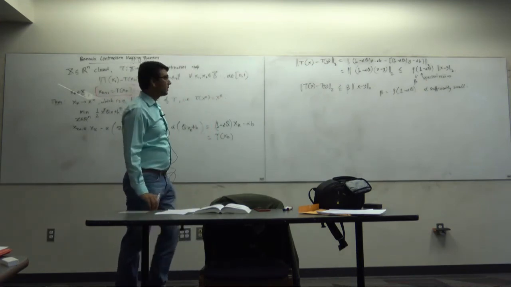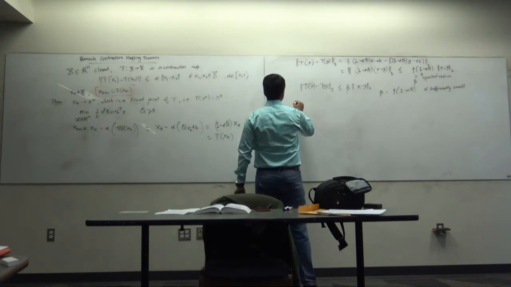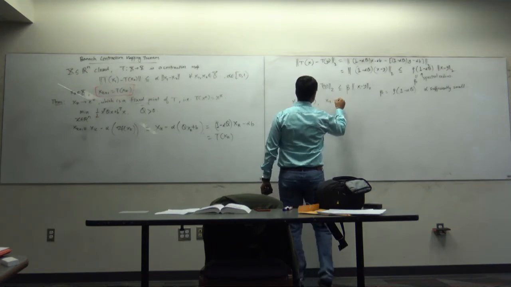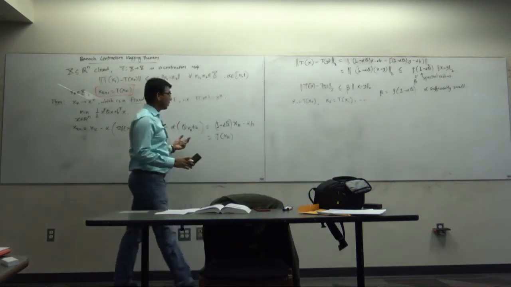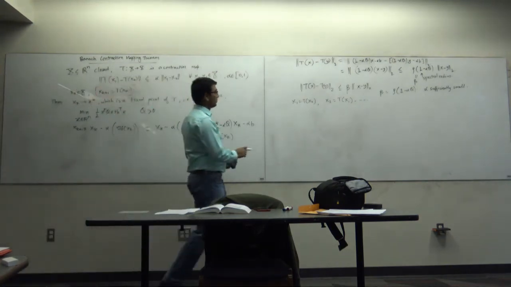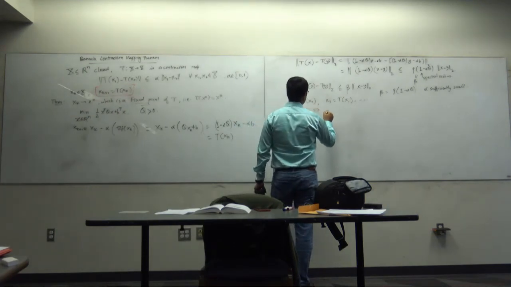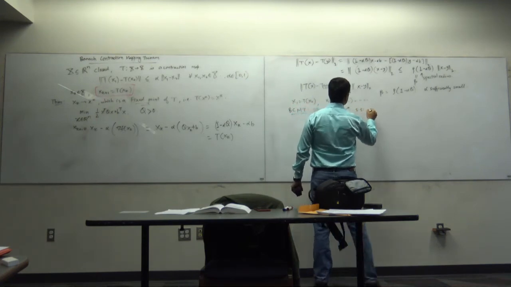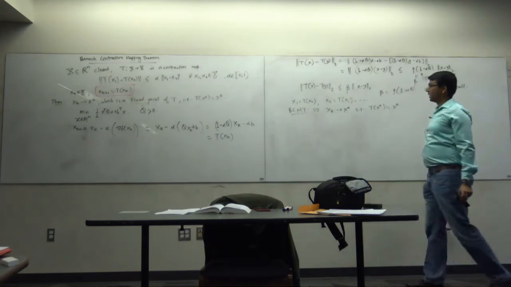And so what we have is this mapping. If you do the iterative mapping, which is x1 equals T x0, x2 equals T x1, and so on, which is what you do if you are running gradient descent with constant step size, then the Banach contraction mapping theorem implies that x_k converges to x star such that T of x star equals x star.